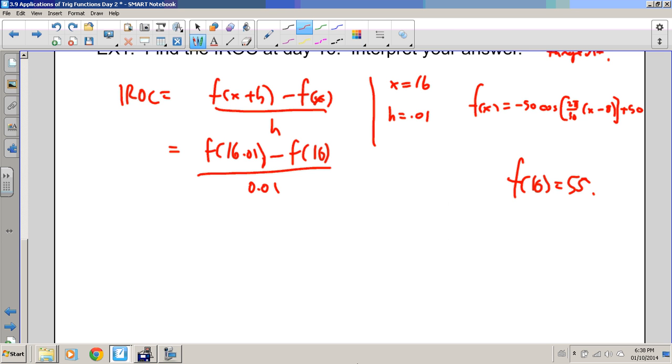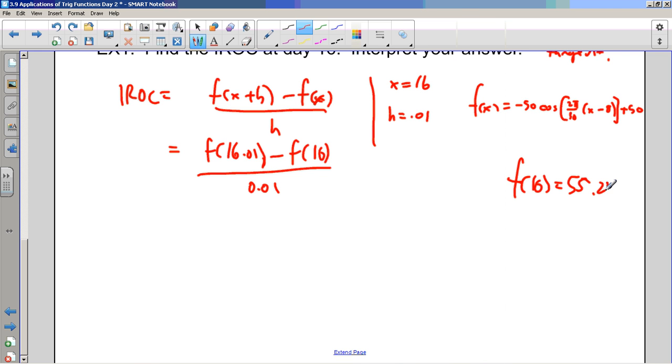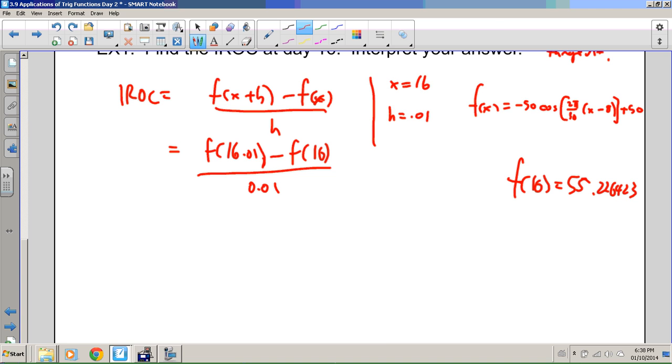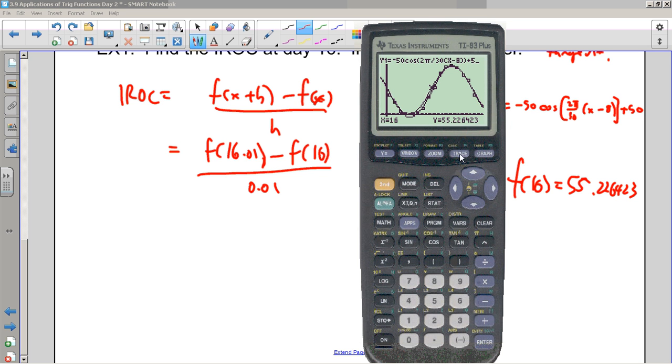2264, 23. Why do I care about all these decimal places? Usually we just round off. It's because when I divide by this little tiny number, all the decimal places matter. And then, if I want to, I press trace. And again, I need to be on the right function, the function that we came up with.